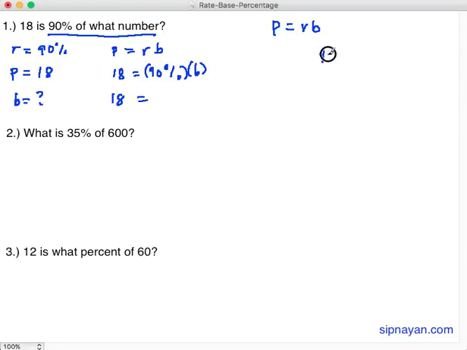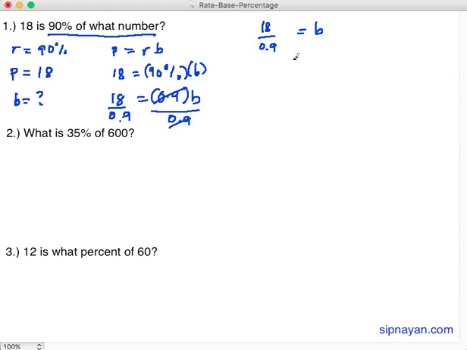So, 90% in decimal: we move the decimal point 2 digits to the left. Pag whole number, nandito ang decimal point, malilipat siya sa before 9, so 0.9. So, 18 equals 0.9 times B. Para matanggal yung 0.9 dito, because we're looking for B, dapat B lang yung matitira sa isang side. So, we divide both sides by 0.9. Makakancel ito, at B na lang matitira. B equals 18 divided by 0.9.